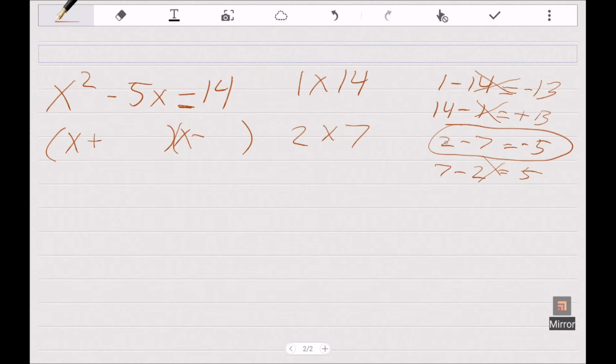So, in this case, our 2 is positive, and our 7 is negative. The trick here: if this is a negative, we're going to have two different signs, which we wrote first. This tells you the sign of the bigger number. In this case, 7 was bigger, so we put the negative in front of the 7.